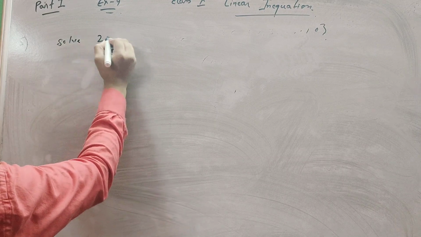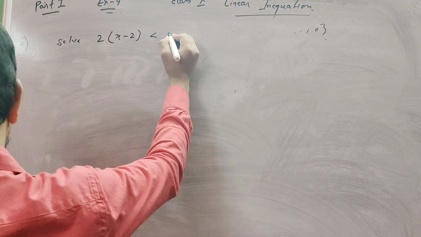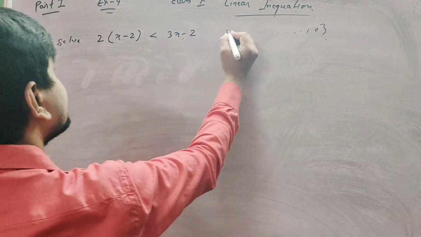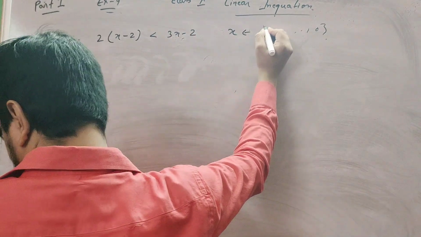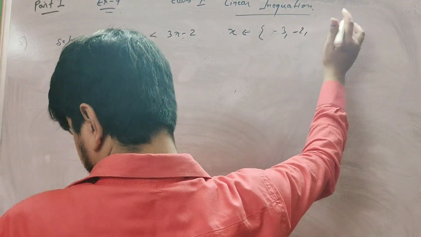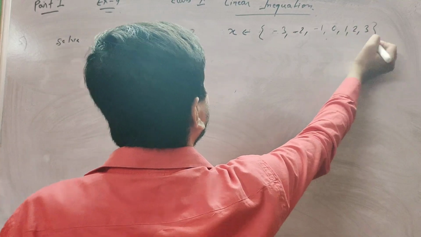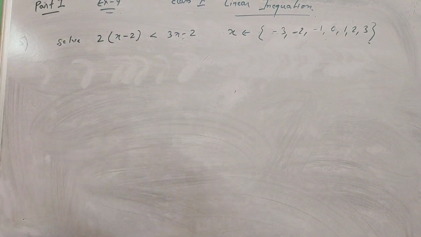Solve 2 bracket start x minus 2 less than 3x minus 2, x belongs to minus 3, minus 2, minus 1, 0, 1, 2, 3. Clear? Okay.